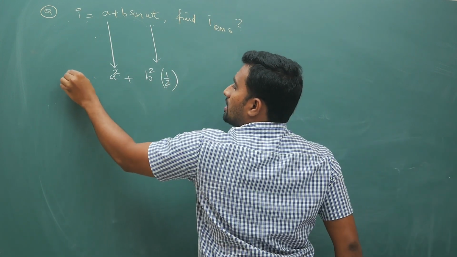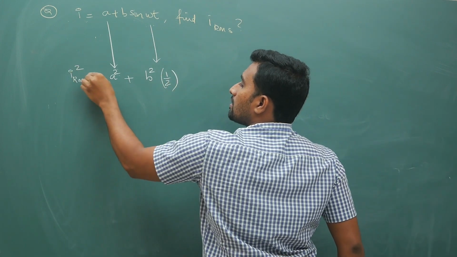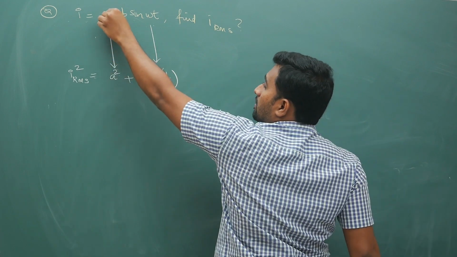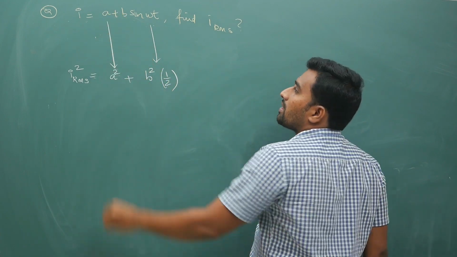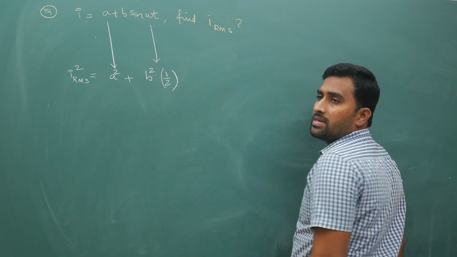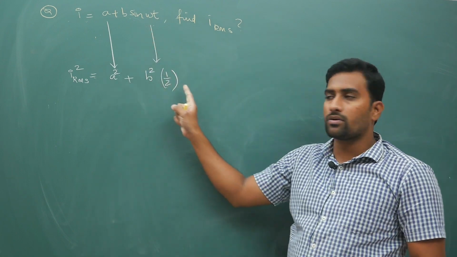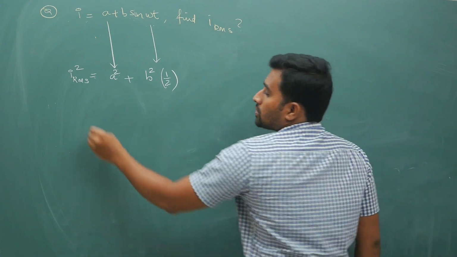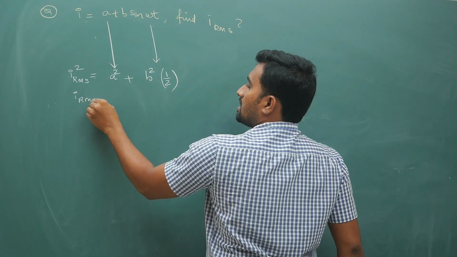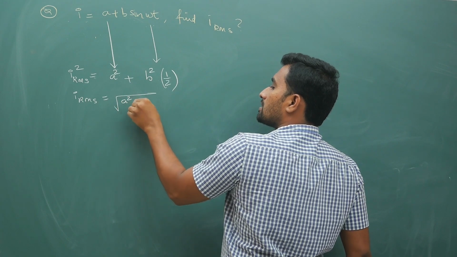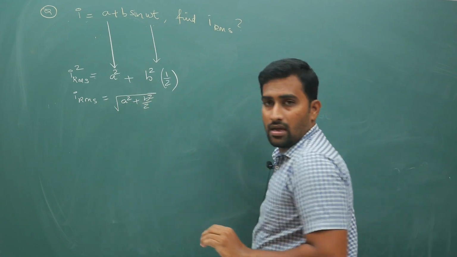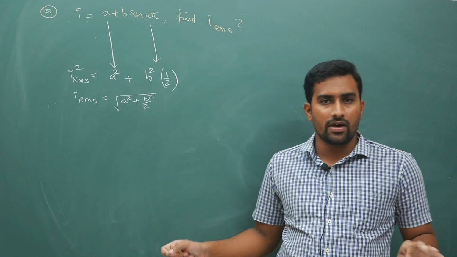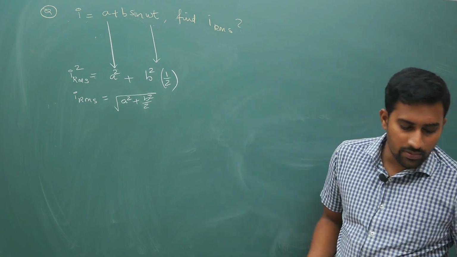So your I RMS square is, for the constant factor, the same a square. For b sin omega t, you are going to get b square times, because of sin square, 1 by 2. Any other extra term will become 0. So your I RMS is under root a square plus b square by 2. Now I don't know how many of you have actually understood this. With an example I will do it.